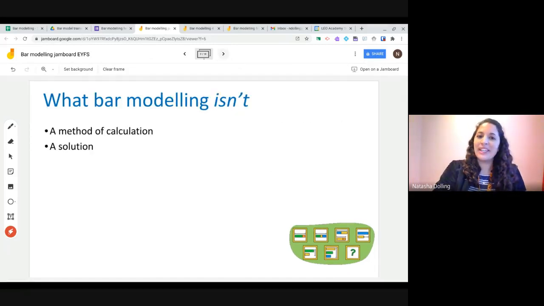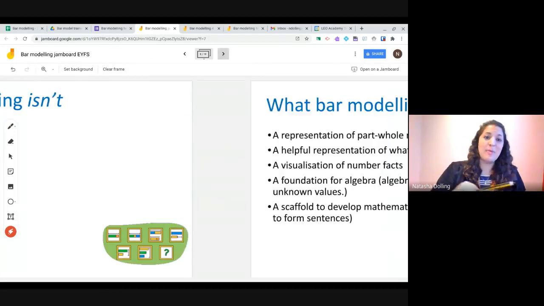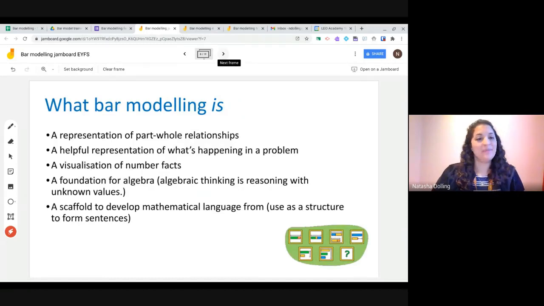So what bar modeling is not. Bar modeling is not a method. We still need to teach methods, and it's not a solution to a problem. I'm going to tell you now what it is. Bar modeling is, or can be, a representation of part-whole relationships, a very helpful representation of what's happening in a problem, as I very briefly demonstrated at the start, a good way to visualize number facts and the relationship between number facts, and it is essentially a foundation for algebraic thinking.